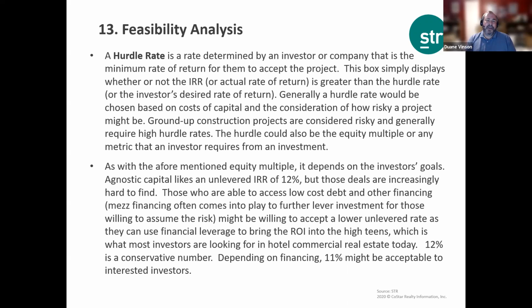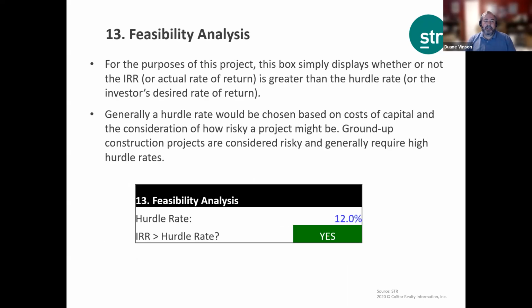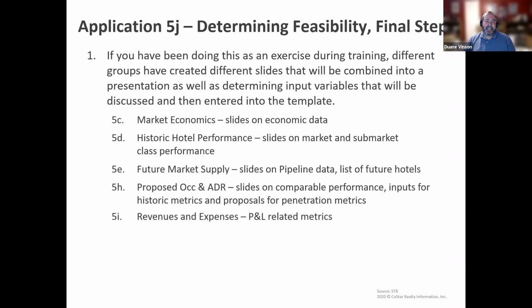I encourage you to read up a bit more on hurdle rates. How do you determine a hurdle rate? Very important, vital to this project, because that is going to be the key number that we're going to be entering right here. So for the purpose of this project, this box, number 13, simply displays whether or not the IRR is higher than the hurdle rate. If the answer is yes to that question, then this is a feasible project. Simple as that.